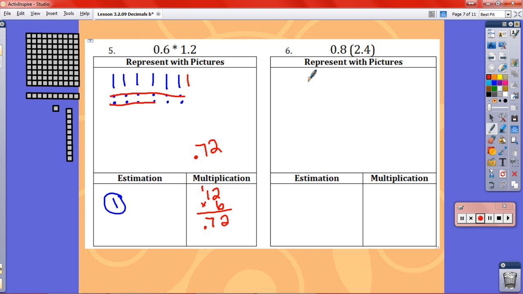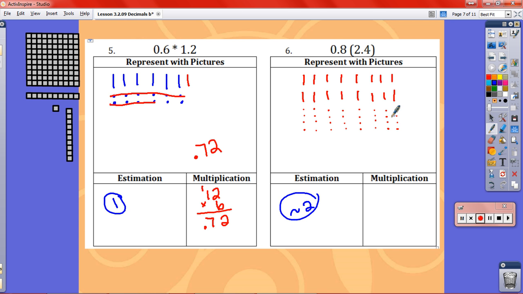Same thing here. It's 8 tenths. 2 whole groups of 8 tenths. Then 4 tenths of a group. 1, 2, 3, 4, 1, 2, 3, 4, and so on. Okay, let me do my estimation. It's about 1 times 2, so it's going to be around 2.